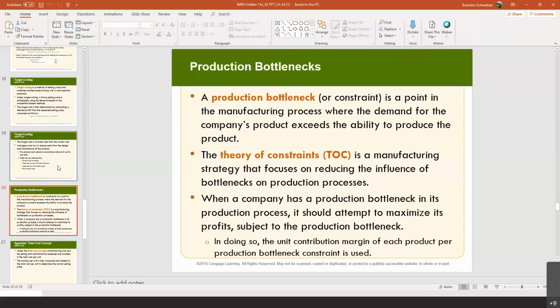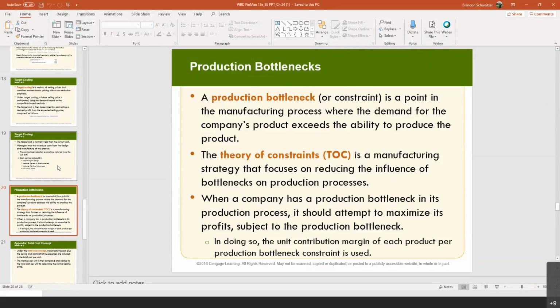Now in this bottlenecking, we have what's called the theory of constraints. The theory of constraints is where manufacturing strategies focus on reducing the influence of the bottlenecks on the production process. In other words, we need to reduce the demand in order to meet the demand, right? So this is the theory of constraints.